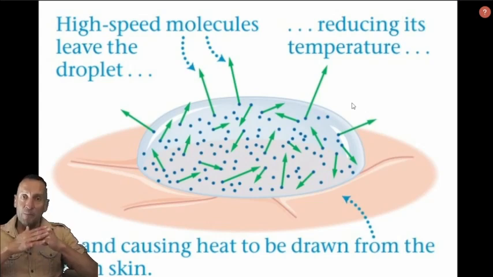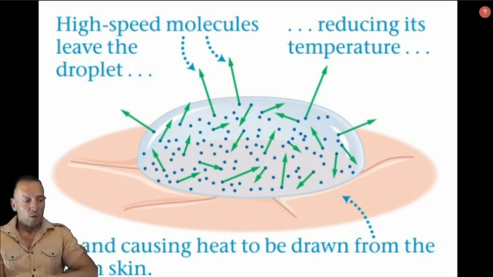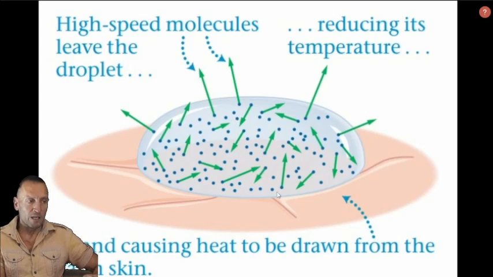The same way, when we sweat, what is happening? Let's look at the diagram. The water droplets, the sweat droplets that are on our skin, the water molecules get heated by the warm skin. So what's happening? They draw heat first from the skin. When they draw heat from the skin, they start moving faster. The high speed molecules leave the droplet.